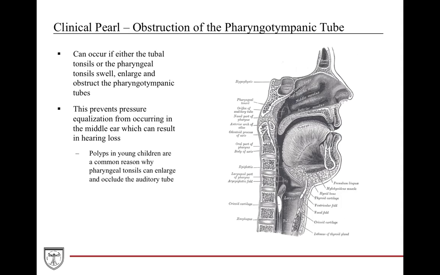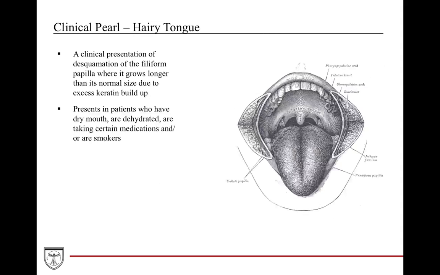You can also get obstruction of the pharyngotympanic tube. It can occur if either the tubal tonsils or the pharyngeal tonsils swell, enlarge, and obstruct that tube. This can prevent equalization and release of the middle ear, which can result in excess pressure in the middle ear, even perforation of the tympanic membrane, middle ear damage, and potentially hearing loss. In children, they can develop polyps, which is a common reason why pharyngeal tonsils can enlarge, occlude the auditory tube, and cause hearing loss in children.